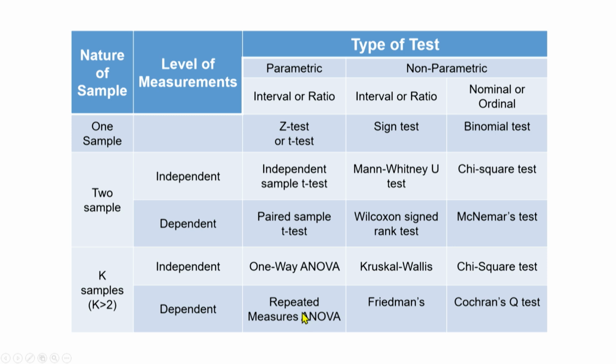We already know that for one-way ANOVA the non-parametric alternative is Kruskal-Wallis, and for the repeated measures ANOVA the alternative is the Friedman test. In both cases, if the data is nominal and we have more than 2 samples, then we have to use the chi-square test. If we are dealing with the dependent level of measurement and the data is nominal, then we can use Cochran's Q test.